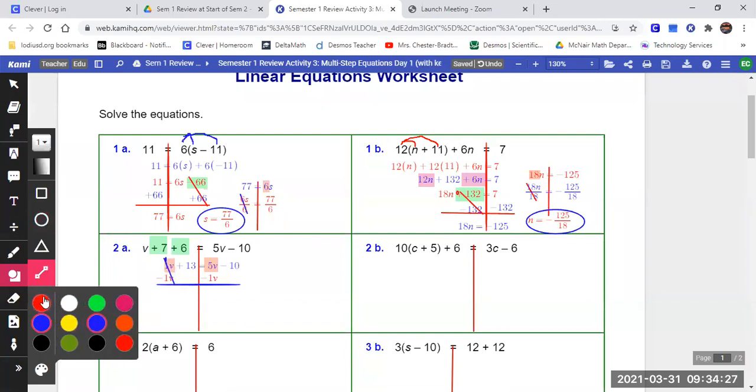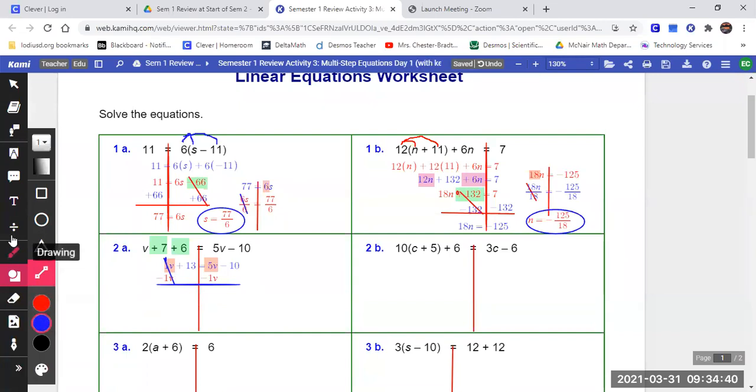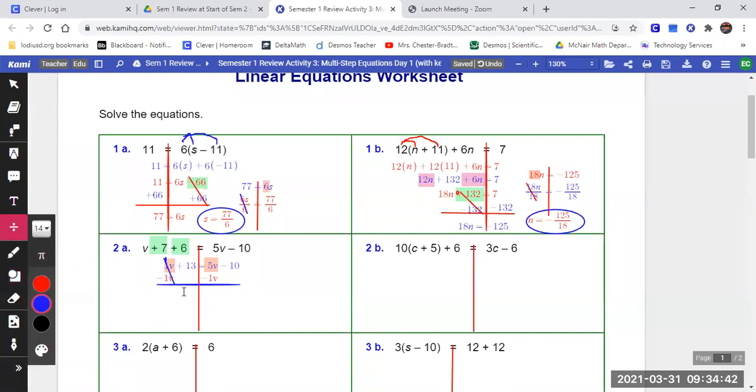What's left on the left-hand side then? 13. Okay. So 13 has to equal what? Do the math for the right-hand side. What would the right-hand side say? 5v's minus 1v. Yep. 4v minus 10. The minus 10 is still there.